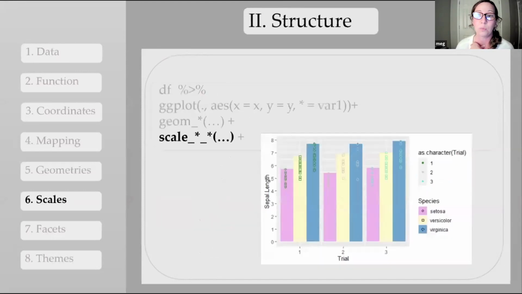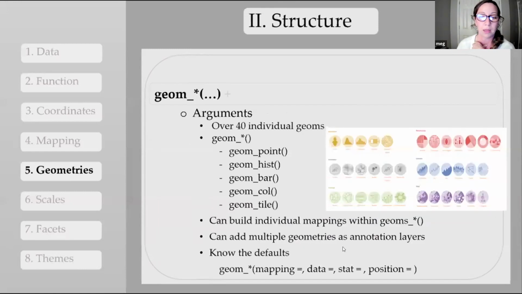And like I said, you can build the individual mappings into these geometries. You can add multiple geometries on top of each other and have layers. But what's really important is, like everything else within these, know what arguments the function is expecting. So when you have your geom, fill in the blank here, what's the mapping? What's the data that you're using? Is there a default statistic that's being applied? Are they using a count? And what position does it put the data in by default?